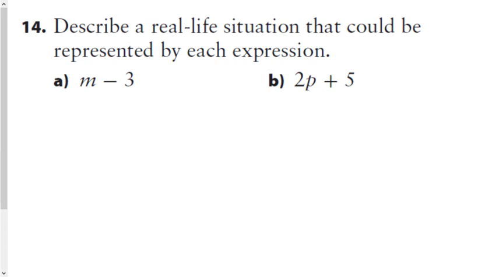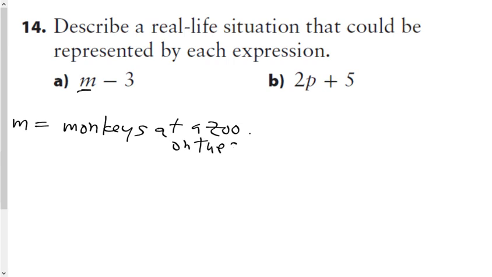Oh, no, we won't. Describe a real-life situation that could be represented by each expression. So let's pretend, you're all going to have different ones. I'm going to make M represent monkeys at a zoo. So M represents the monkeys at a zoo on Tuesday. Now Wednesday, 3 monkeys died. It was a terrible monkey accident. The peanuts that they were eating in the zoo were laced with salmonella and they died. So what expression represents how many are on Wednesday? Well, there was M, but now there's M minus 3, so that would be an expression that represents the population of monkeys at the zoo on Wednesday.